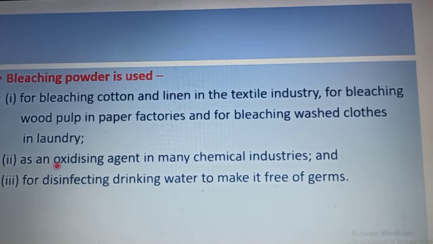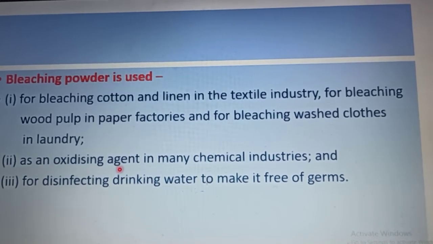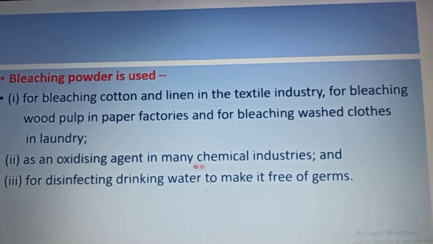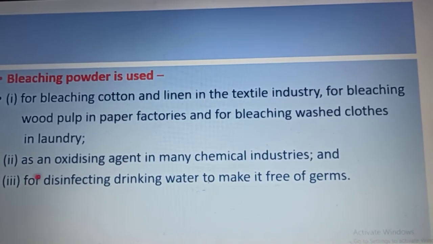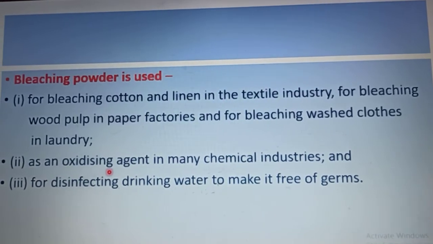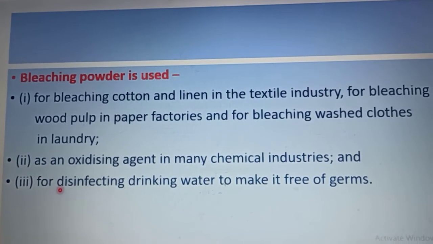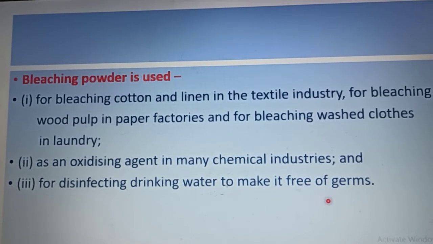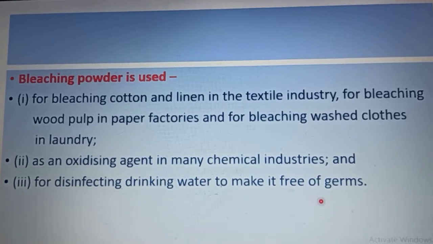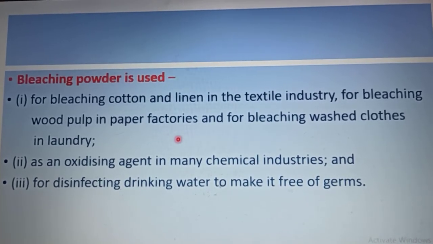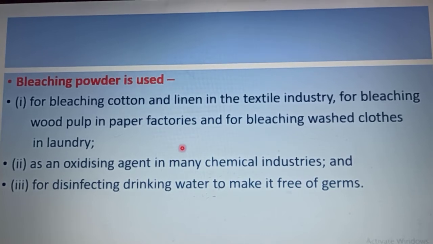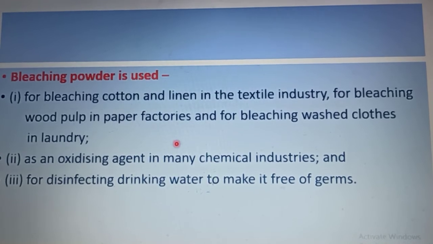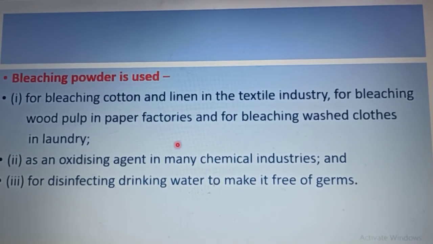It is also used as an oxidizing agent in many chemical industries. It has oxygen, so it can supply oxygen. So it is used as an oxidizing agent in many industries. It is also used for disinfecting drinking water to make it free from germs. So these all are the uses of bleaching powder. Please learn the uses, please learn the chemical name, the formula, the reaction and how it is prepared. So two salts you have learned today, that is sodium hydroxide and bleaching powder.